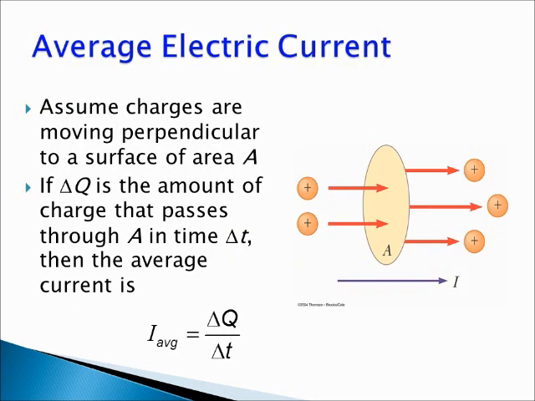Here is another way to define the electric current. Imagine we have a conductor and charges move through the area of the conductor, say the cross-section of the wire, in the perpendicular direction to the area of the wire. If delta Q is the amount of charge that passes through the area A in time delta t, then we can define the average current during this time delta t, given by delta Q over delta t.